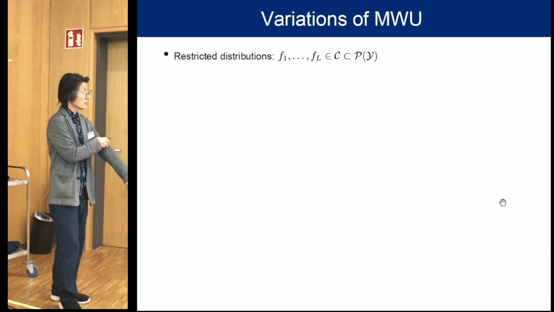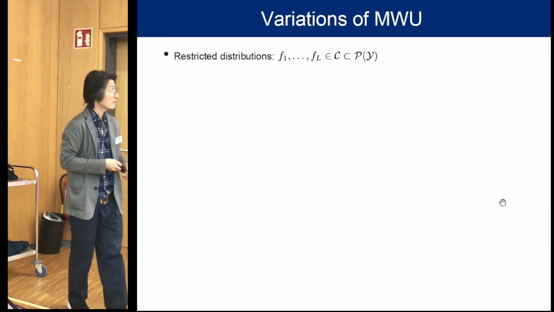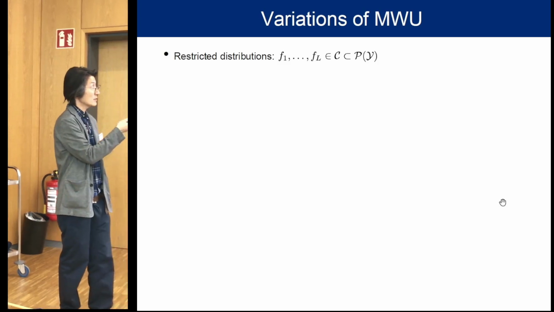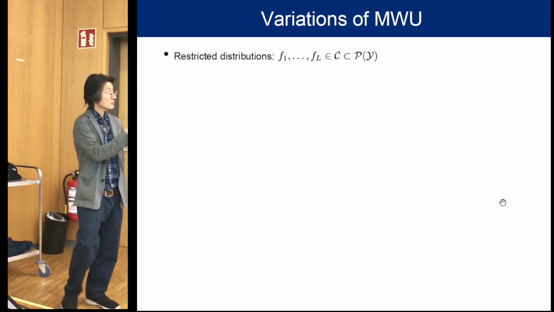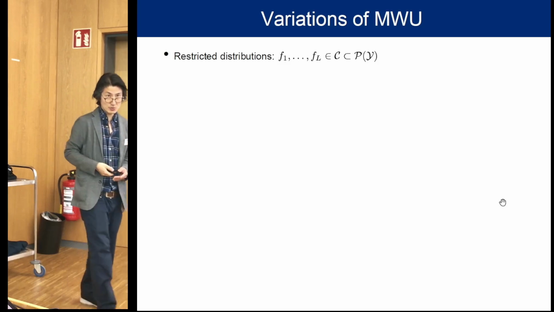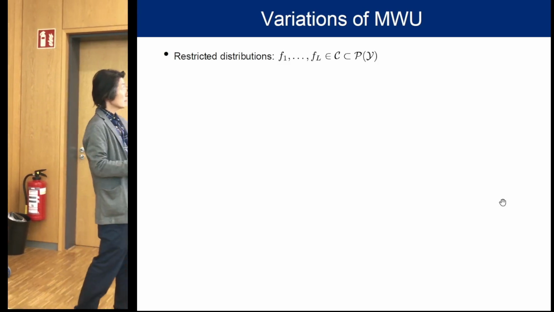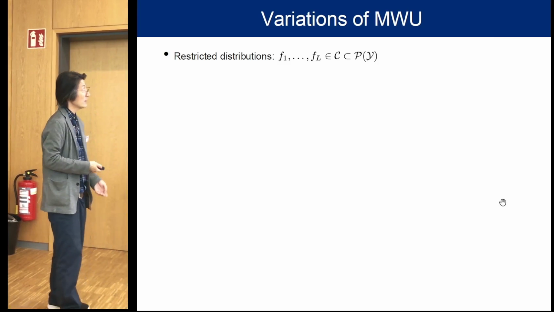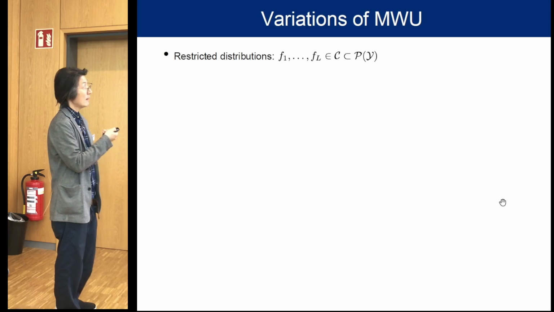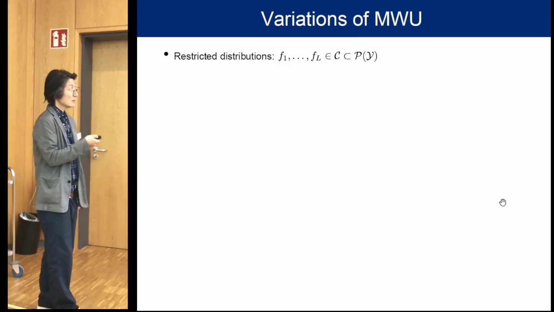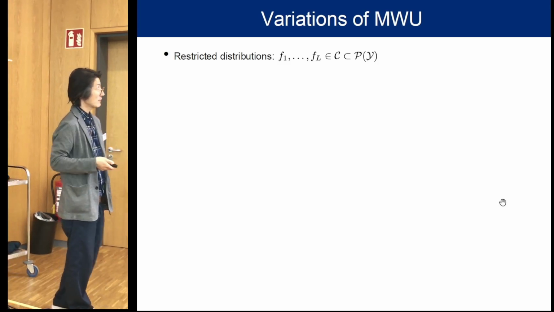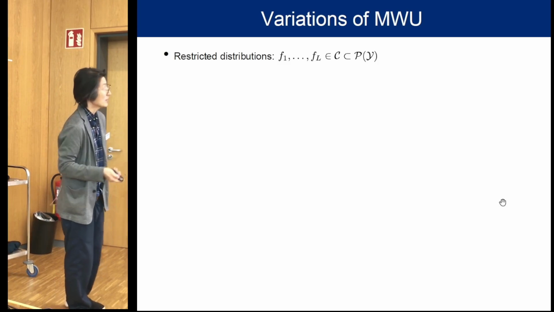Okay, next let me briefly explain some variations of the MWU algorithm. In the previous version of the MWU algorithm, the mixed strategy F_L can be any distribution on the alphabet Y. But in a modified version, we can pick the Y player's strategy to be included in some convex set C inside the distribution set. This kind of version is useful in certain applications.